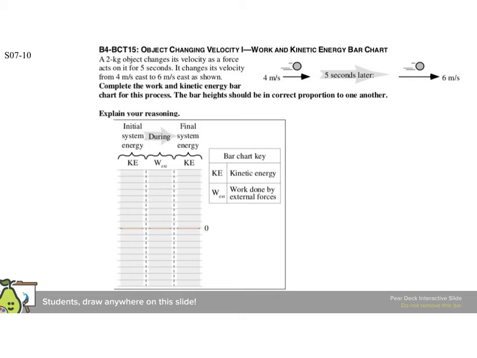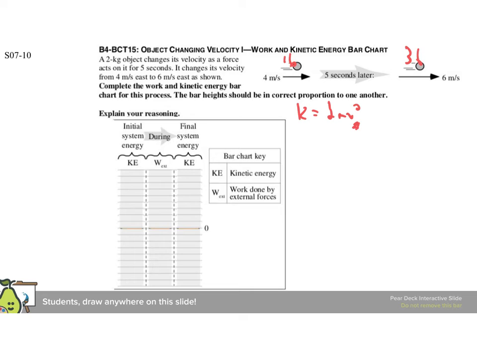Show the work and energy bar chart for this process. Bar height should be in correct proportion to one another. It means we can't tell what the scale is, but we can at least make sure they have the right scale. So since the kinetic energy is 1/2 mv squared, and the m's are the same, v squared is what matters. So we start with 16 units and we end with 36 units. It looks like if we make each block 4, we're in good shape.